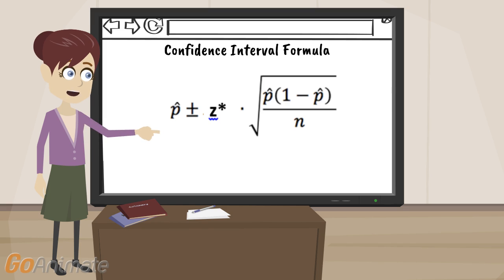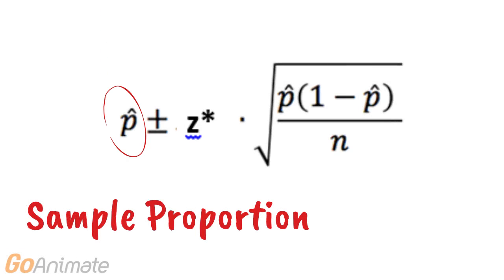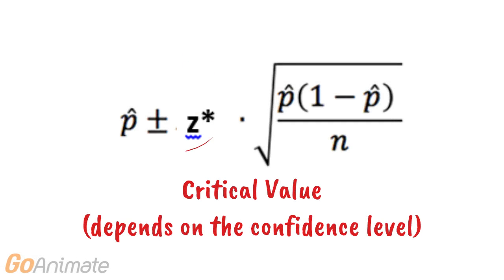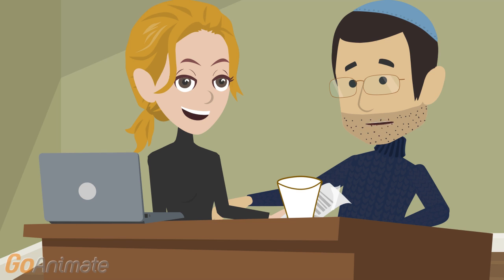Here is the formula that you will be using to calculate your confidence interval. This value is called p-hat. It is the sample proportion that you just finished calculating. This is z*. It is the critical value, which depends on the confidence level. Since we will be calculating 95% confidence intervals, the z* critical value needed is 1.96. This is the standard deviation of your sample. It looks like it depends on our sample size and the sample proportion that each of us calculated. So the standard deviation will be different for each of us.